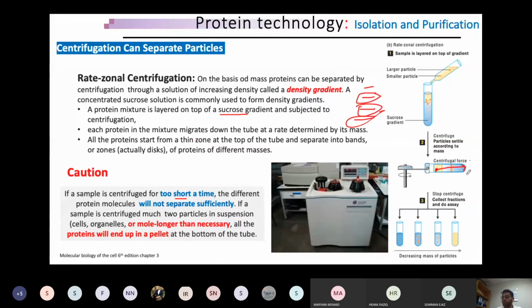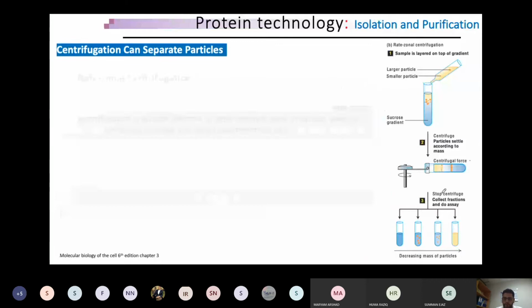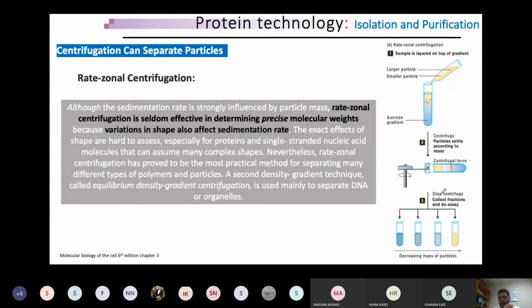You need to understand what your basic purpose is. The purpose is to separate them, and it's not that by the end of the day you want to join them. So you have to avoid this fate, and you could avoid it if you do not run it for longer than the necessary time period. So this is rate zonal centrifugation, and I hope you now have a better idea of the two: differential and rate zonal centrifugation.